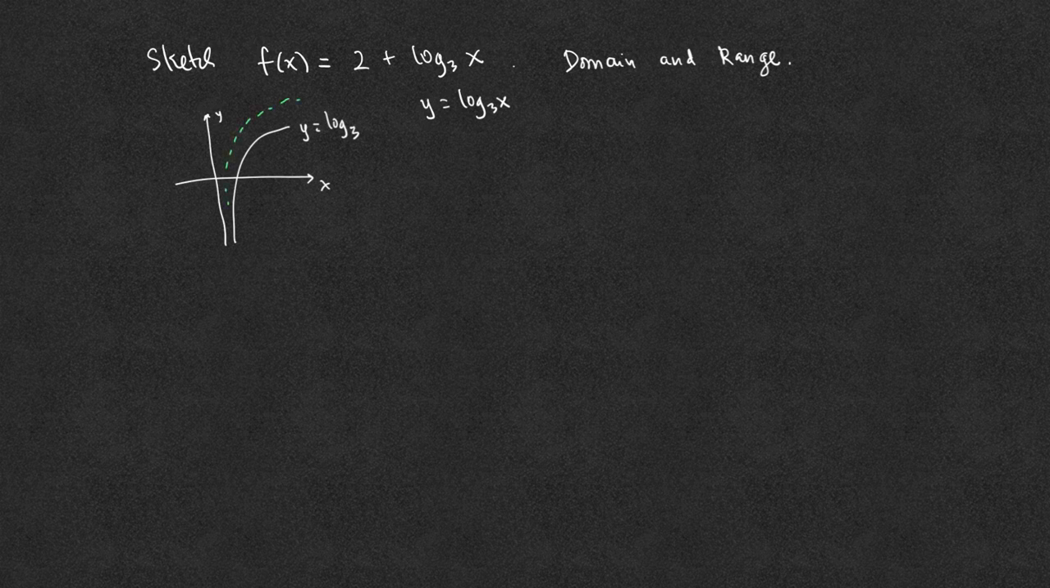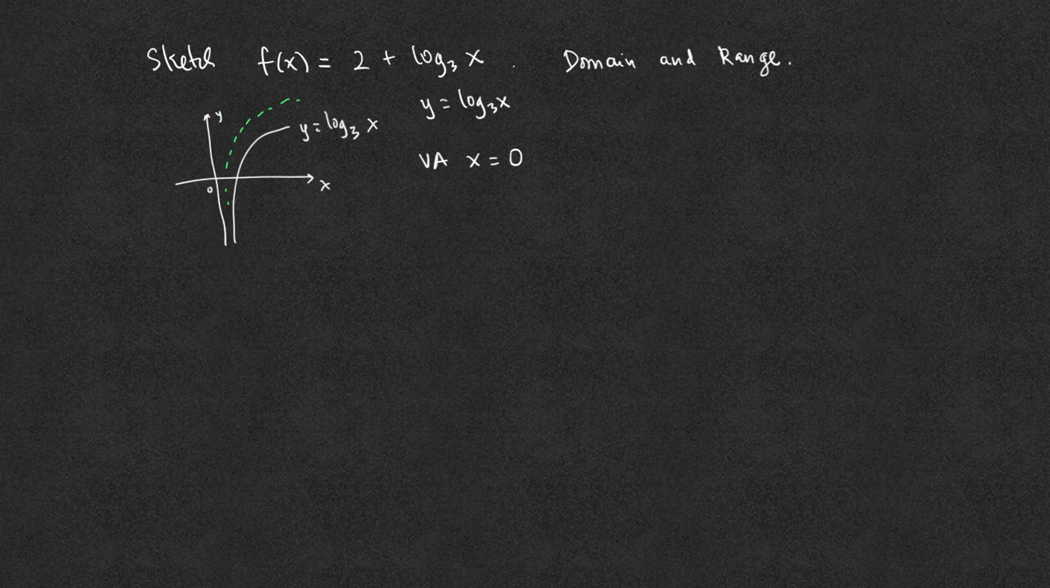One important feature of the graph of y equals log base 3 of x is that it has a vertical asymptote at x equals 0, which is the y-axis. If we were to shift it up 2 units, then we still have the vertical asymptote x equals 0.